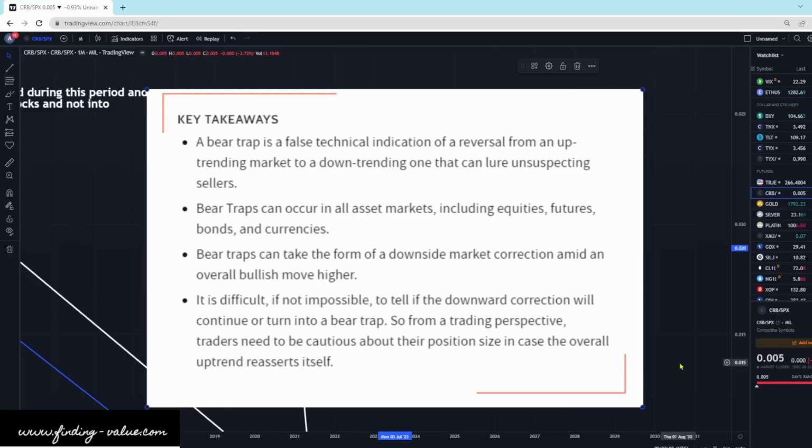And don't forget commodities. Bear traps can take the form of a downside market correction amid an overall bullish move higher. It is difficult, if not impossible, to tell if the downward correction will continue or turn into a bear trap. So from a trading perspective, traders need to be cautious about their position size in case the overall uptrend reasserts itself. Now, this is from a trading perspective.